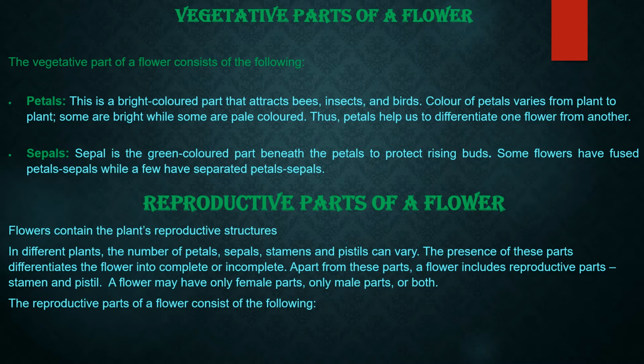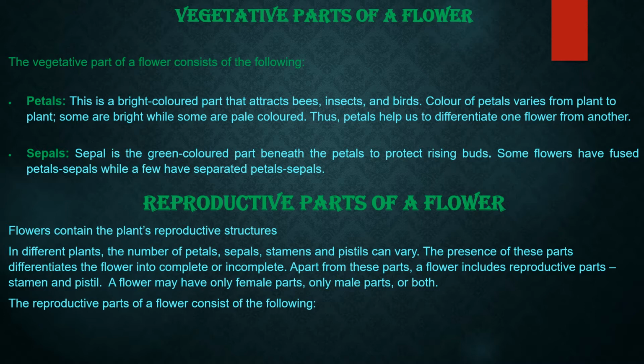Second, the sepals. Sepal is a green colored part beneath the petals to protect the rising bud. Some flowers have fused petals and sepals, while a few have separate petals and sepals. We call it polysepalous.